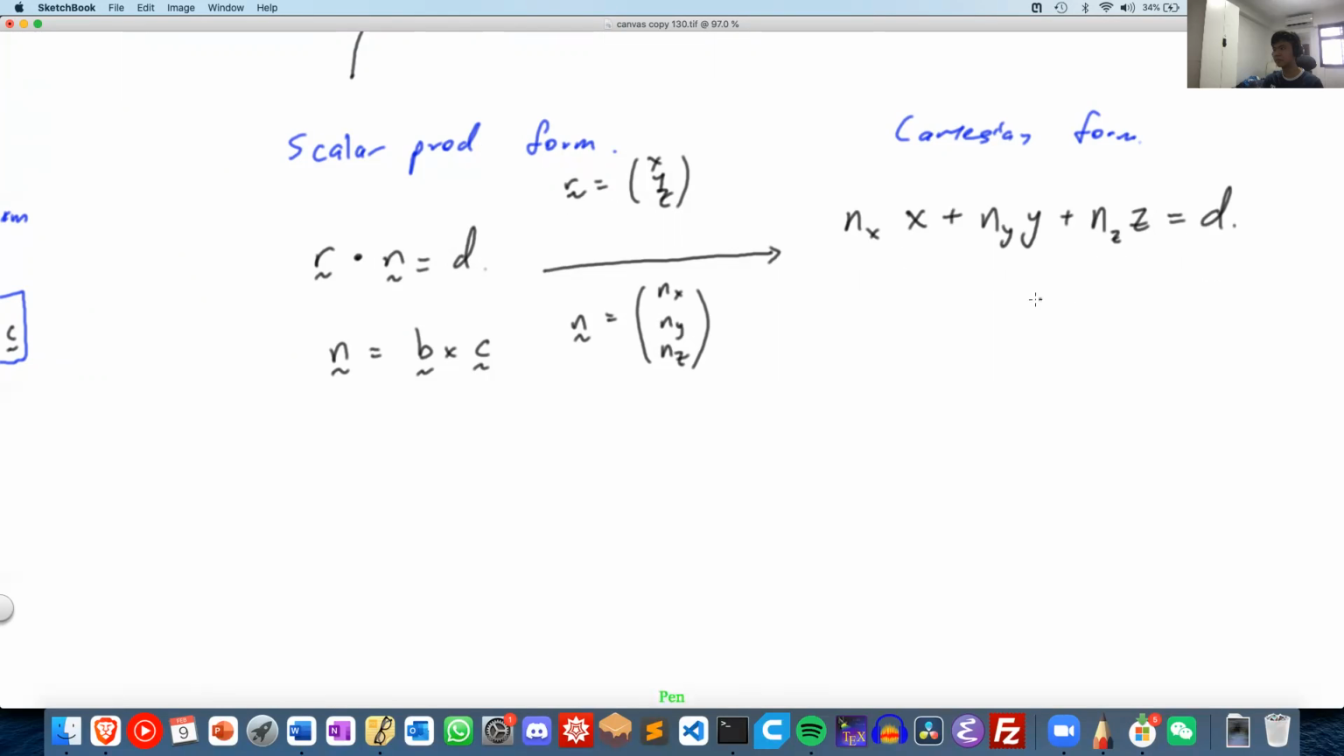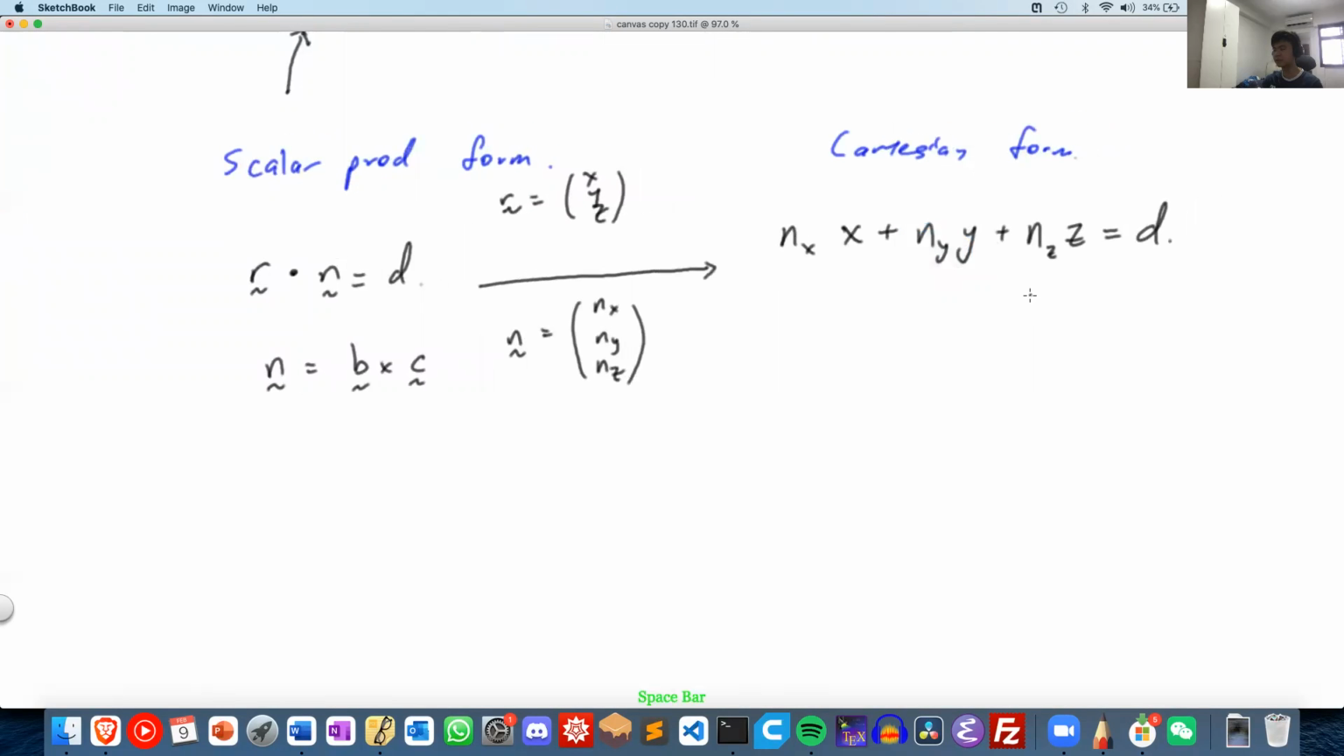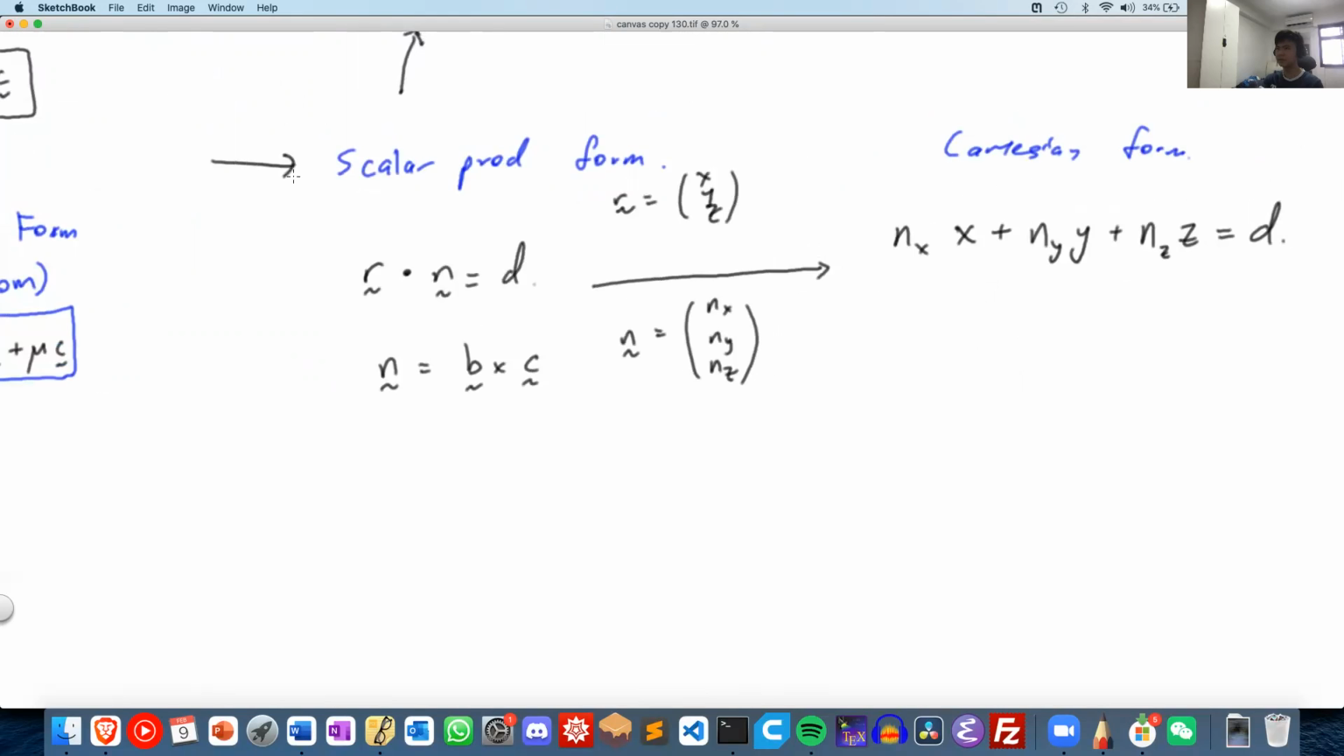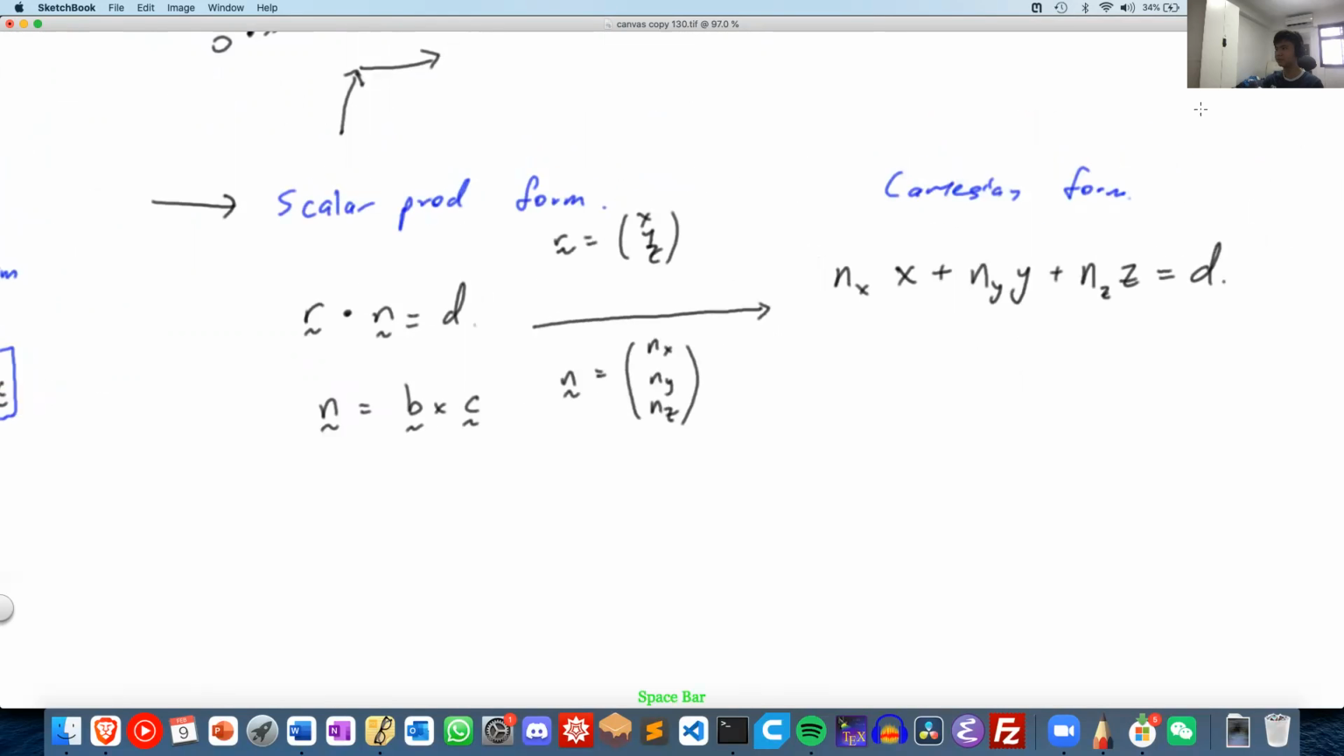The Cartesian form is also understood in terms of the idea of degrees of freedom and constraints, but we'll go into that in the next video. In the next video, we'll do the scalar product form, and in the following video, we'll do the Cartesian form.